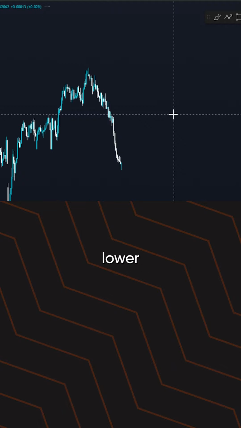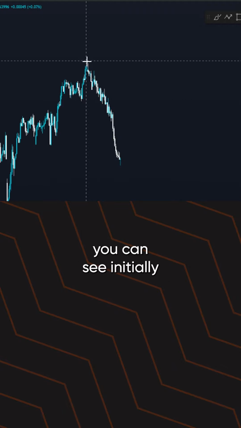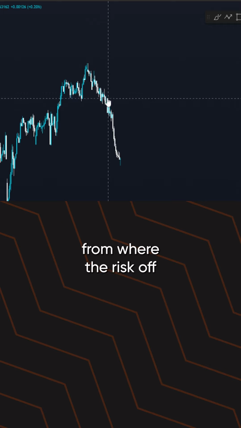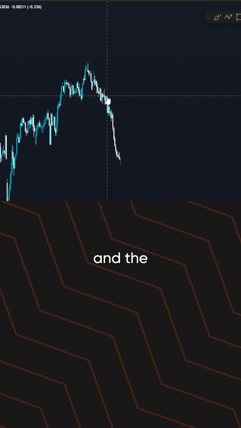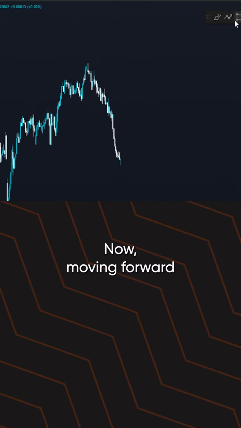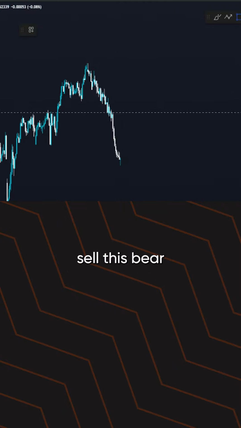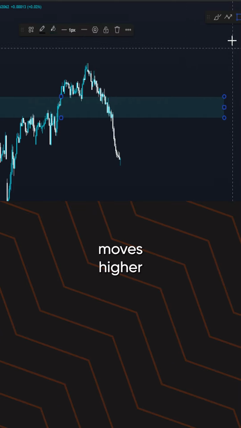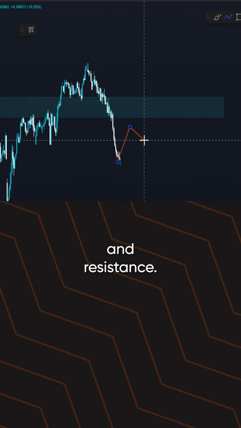If we head down lower to a 4-hour time frame, you can see initially it was a bit choppy from where the risk-off mood kicked in and the confirmation of tariffs sent this pair sharply lower. Now moving forward, I'm looking to sell this pair on any moves higher around these levels of support and resistance.